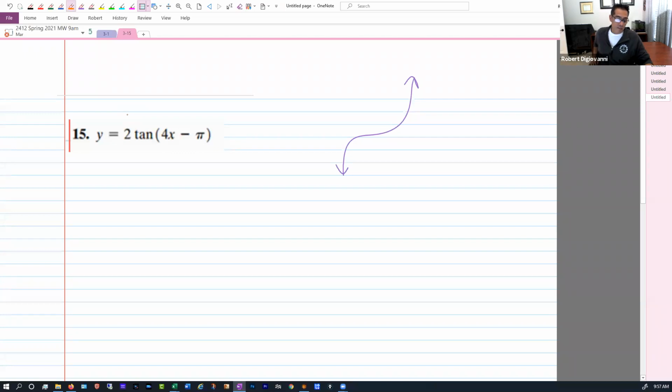So we don't need to talk about the amplitude, but what about the period? What about the period of this thing? Well, because it's tangent, we don't do 2 pi over this number, we do pi over 4. So we should have a period of pi over 4. And now we need to find kind of a start and a stop.